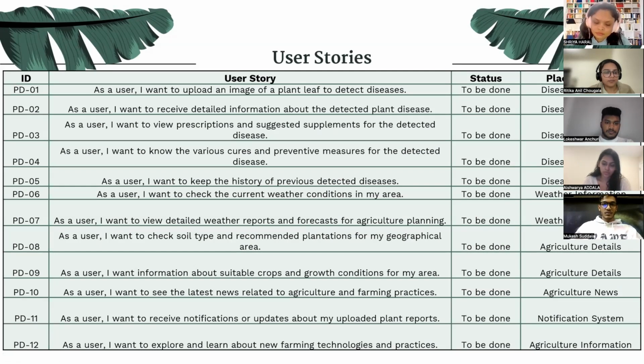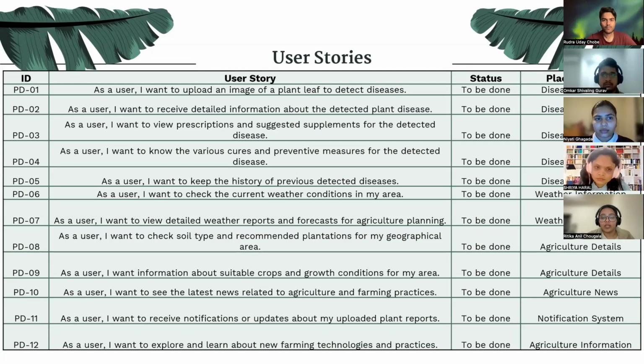The second last one we have is, as a user, I want to receive notifications or updates about my uploaded plant reports, which is to be done in the notification system feature that will be done on the website. And the last one is a user story which will be featured in the agriculture information, where the user would want to explore and learn about new farming technologies and practices. The next one will be continued by Mukesh.